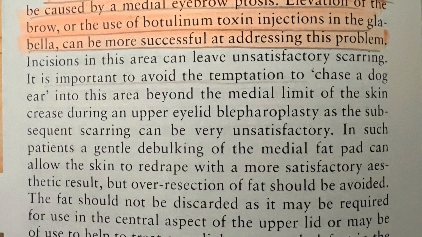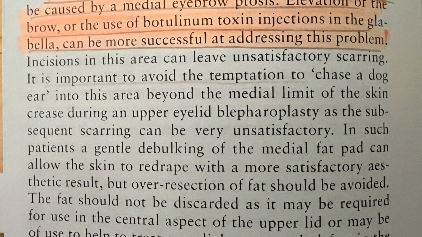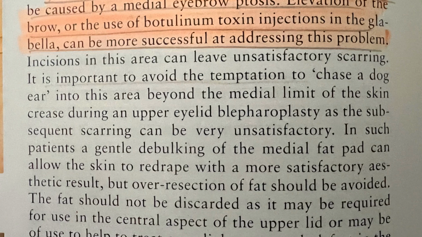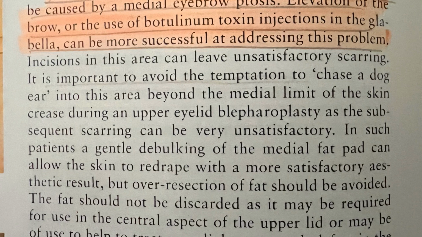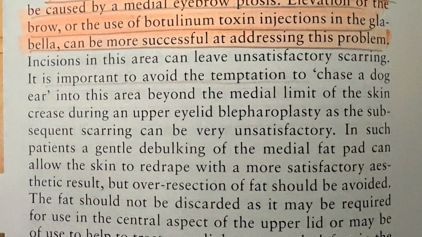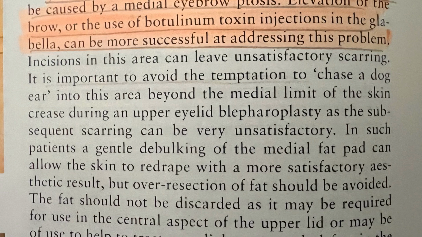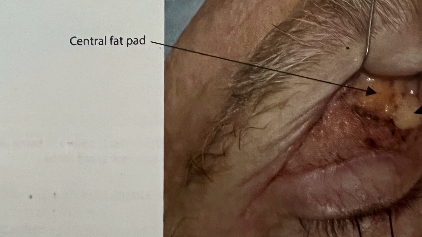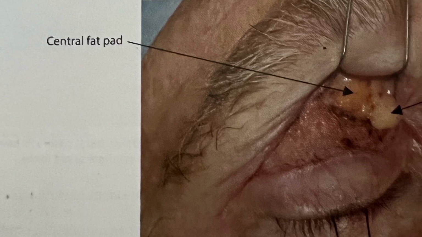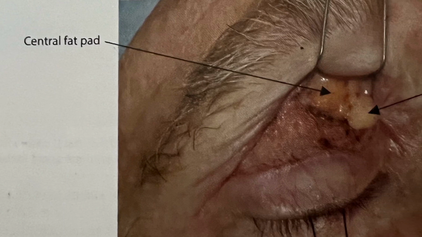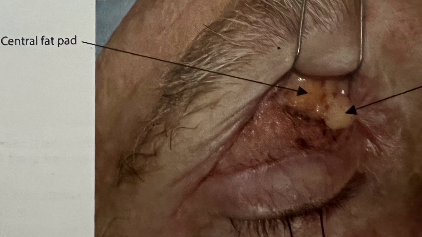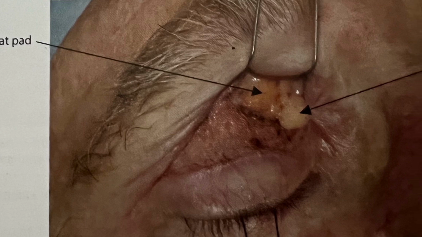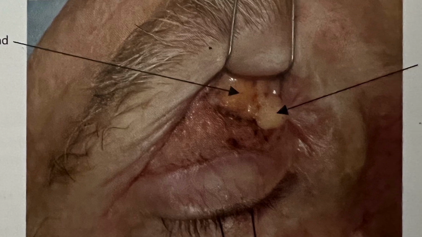The fat should not be discarded as it may be required for reuse in the central aspect of the upper lid or may be used to help create a medial tear trough defect in the lower eyelid. There are two main fat pads in the upper eyelid, a central fat pad and a nasal pad. The nasal fat pad is generally paler. It is extremely important to be able to distinguish the lacrimal gland from orbital fat.